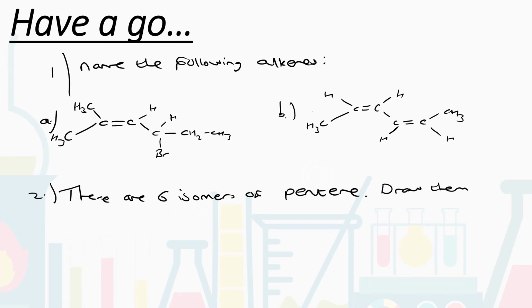So, time to have a go at some questions. The first is to name the following alkenes and then to draw out the 6 isomers of pentene. So if you'd like to have a go, pause the video and the answers will be on the next slide.